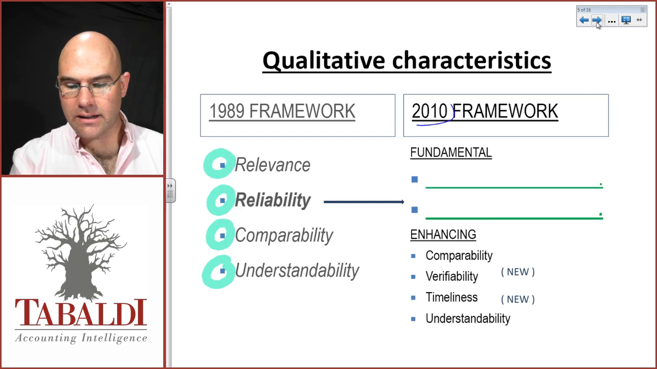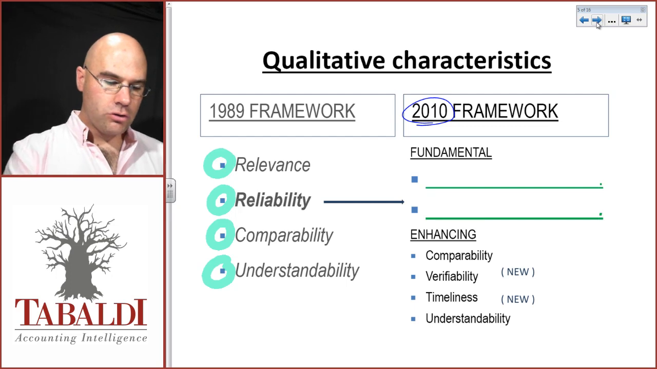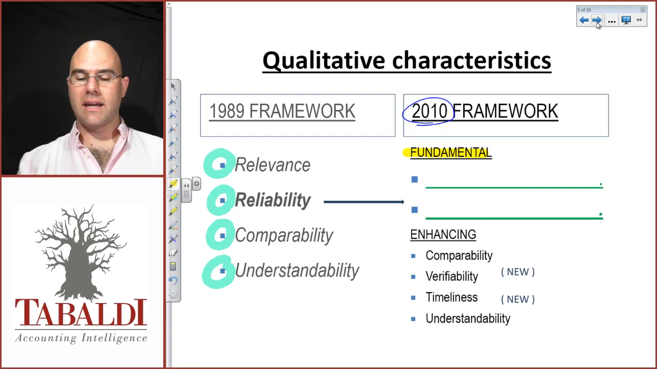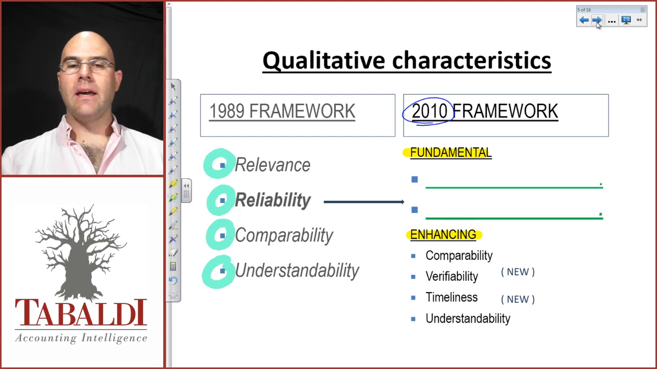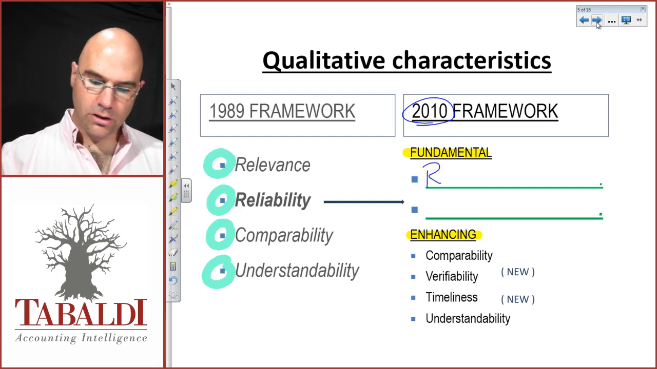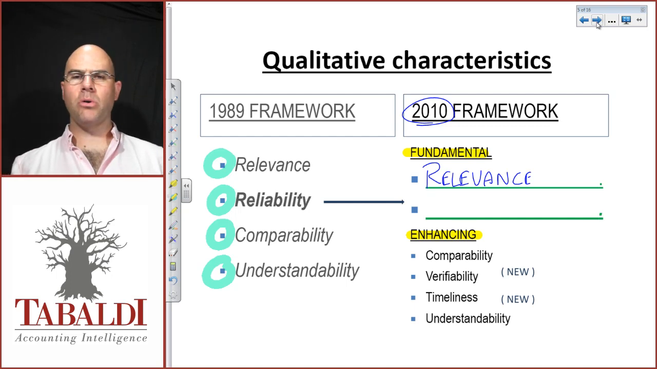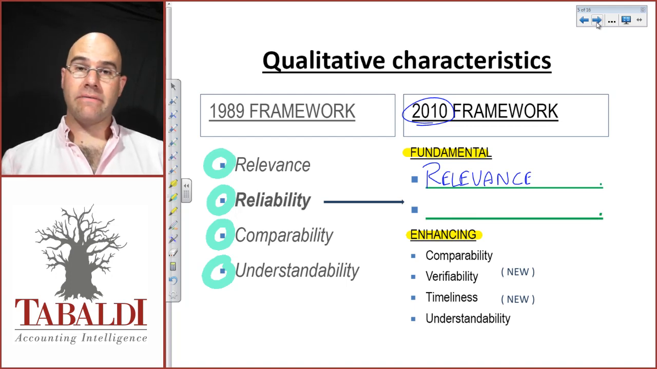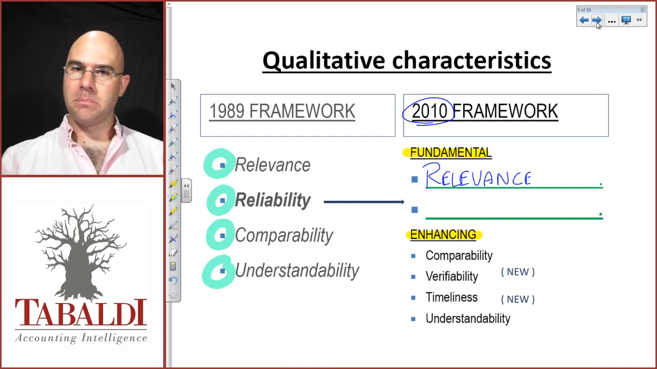Now, under the 2010, the new improved framework, phase A has been completed. There are now two types of qualitative characteristics, namely the fundamental qualitative characteristics and the enhancing qualitative characteristics. The fundamental still has relevance as the primary qualitative characteristic. Now that's incredibly important because remember, the objective talks about information being made available to users for their decision-making process. Therefore, that information must be relevant.